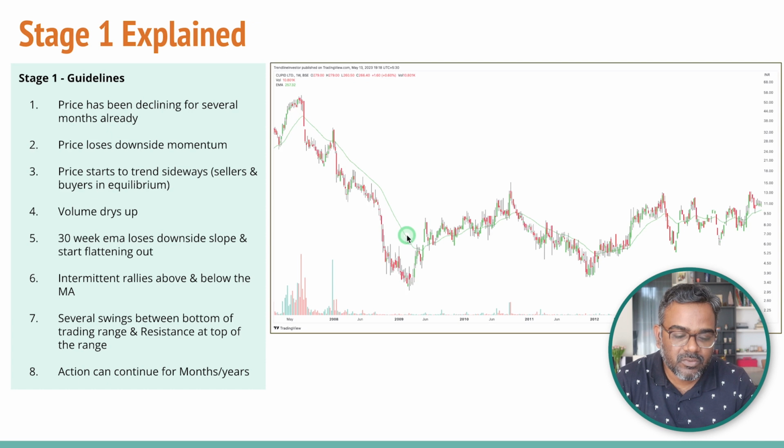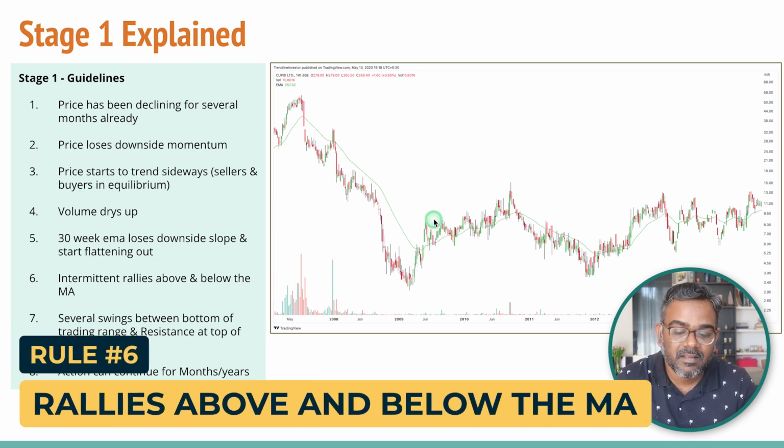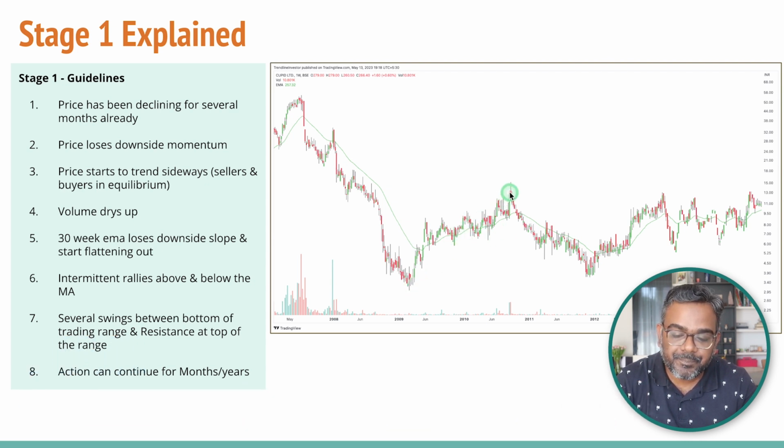And then the next rule or guideline that Stan Weinstein discusses is we will have intermittent rallies above and below the moving average. Now if you see here, we had this massive rally here, and then again a massive rally down, a massive rally up, a massive rally down, a massive rally up. Now it is very important to not get confused with these rallies up and down. Many people would probably buy the stock somewhere around here, and the stock falls down, and they get fed up and literally say, okay, this is not working, right? Now that's not how you do it.